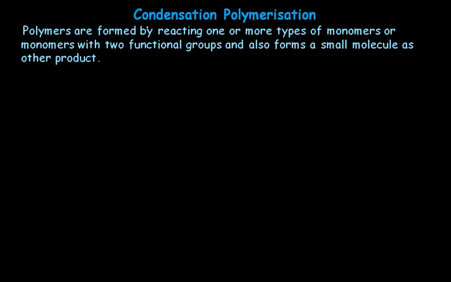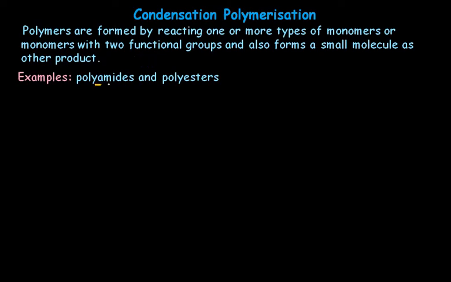Now let's learn condensation polymerization in detail. These are the polymers formed by reacting one or more types of monomers, or monomers with two or more functional groups, and then they form a polymer and a small molecule of the other product is also formed. The most common examples of condensation polymerization are polyamides and polyesters, which we have commonly heard about. We call it condensation polymerization because here many times water is formed as a byproduct, or any such small molecule like HCl is formed as a byproduct. So that's the reason we call them condensation polymers, or the process is called condensation polymerization.